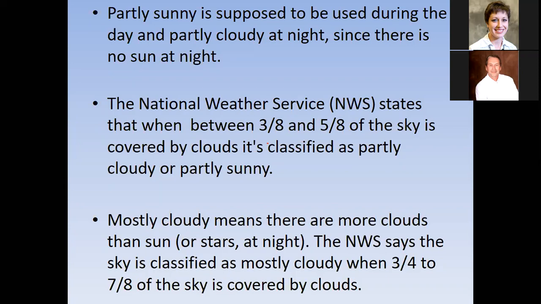And when it's between 3/8 and 5/8 of the sky is covered by clouds, that's when you use the term partly cloudy during the day, partly cloudy at nighttime, partly sunny during the day. Mostly cloudy means there's more clouds than sun, or more clouds than stars at night. According to the National Weather Service, the sky is classified as mostly cloudy when you've got 3/4 to 7/8 of the sky that's covered by clouds.